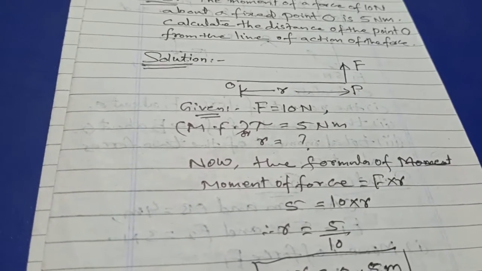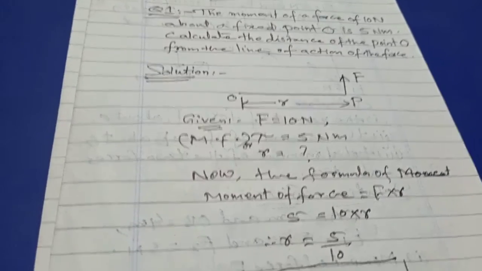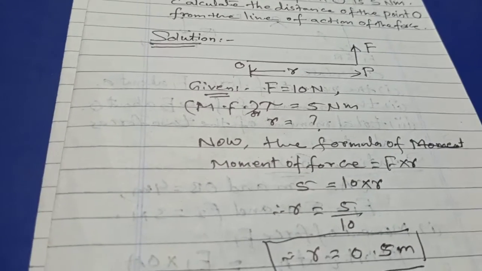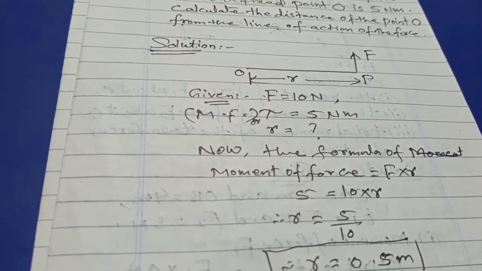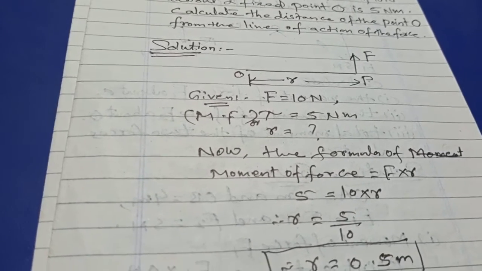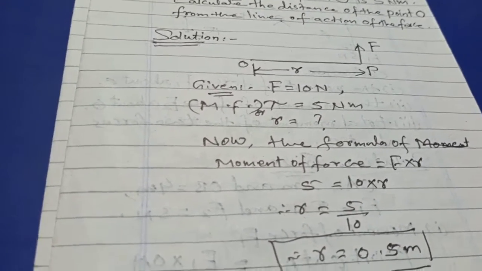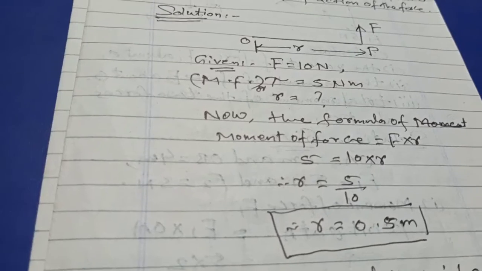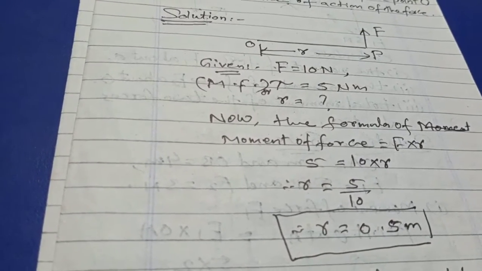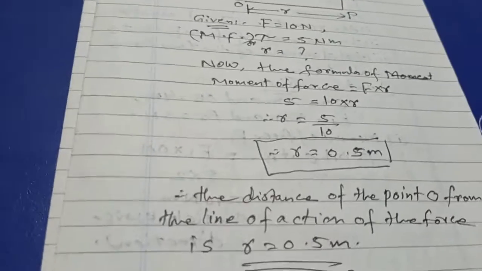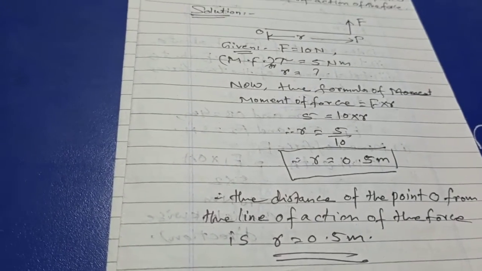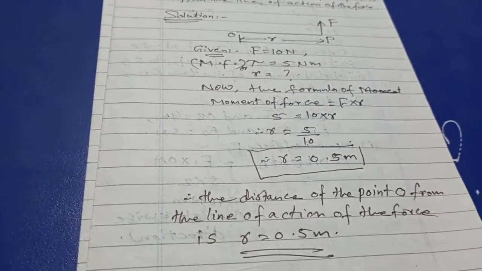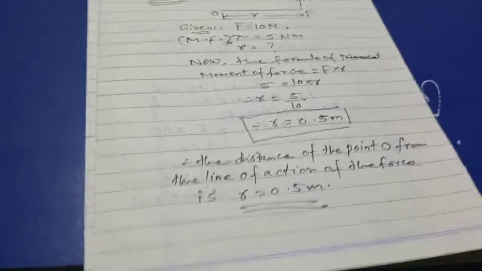So what is R? 5 upon 10. In the denominator is 10. So 0 point. 10 ones are 10, then the decimal point, 10 fives are 50. So 0.5 meter. After one decimal place, write down the point. So 0.5 meter is your answer. The distance of the point O from the line of action of the force is R equal to 0.5 meter.